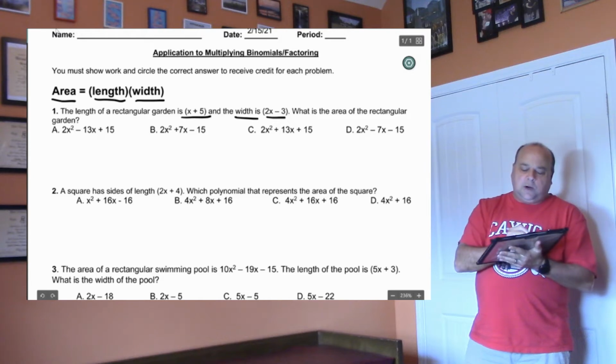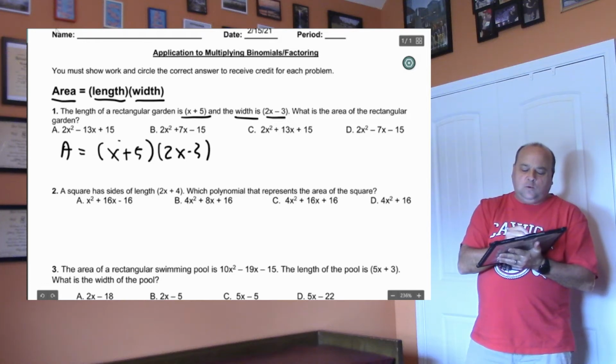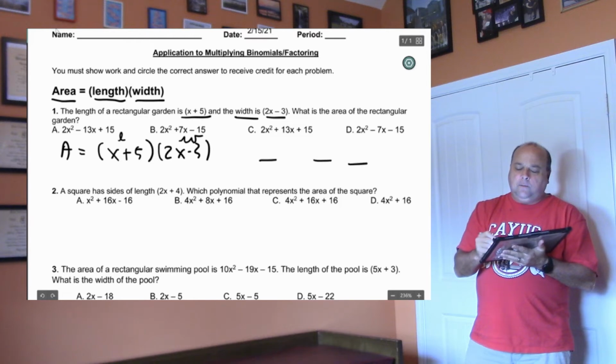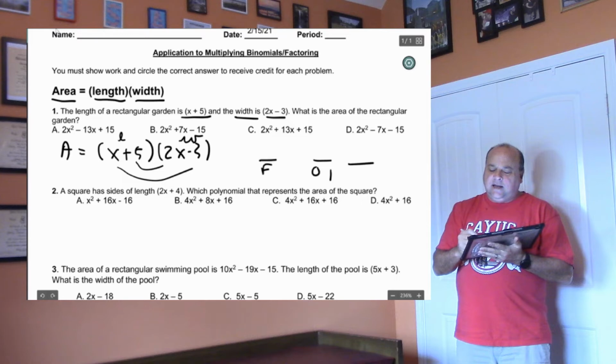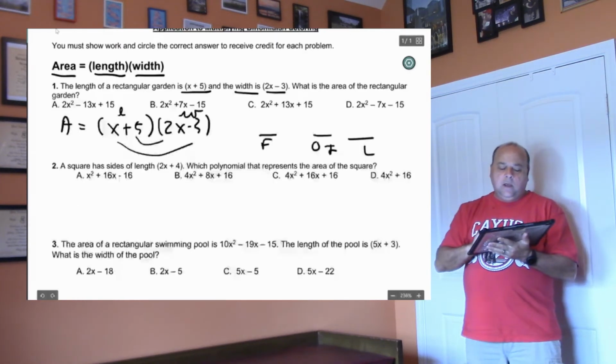I'm not going to do these problems for you. You're just going to do x plus 5 times 2x minus 3. So the area is equal to the length times the width. So you'll draw your 3 blanks and you'll draw your arches. First term, outside, inside, and last term, right? And you'll multiply and get them out, okay?